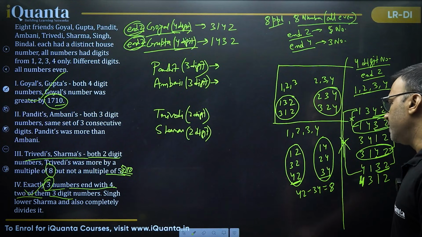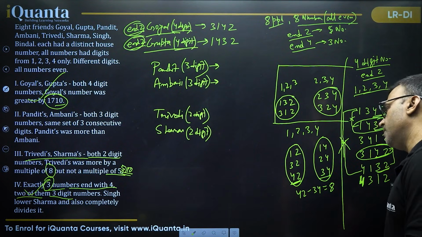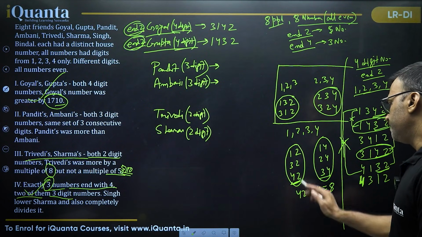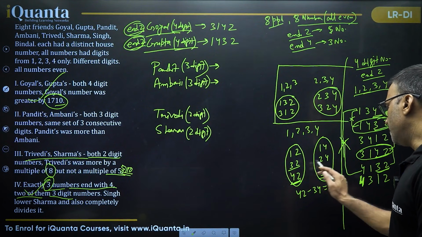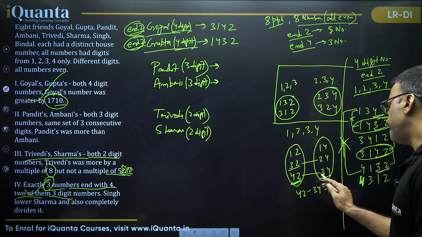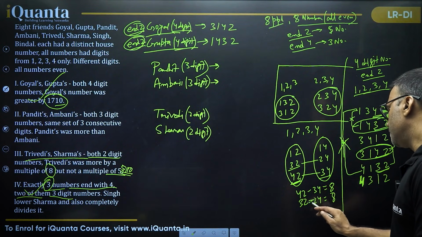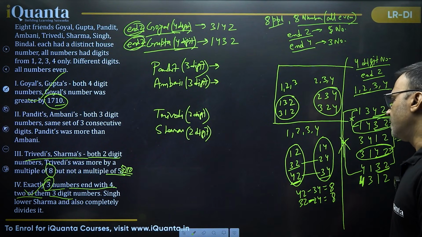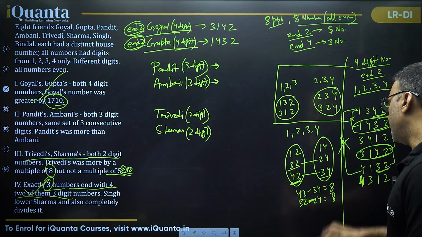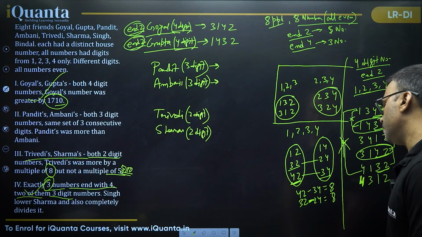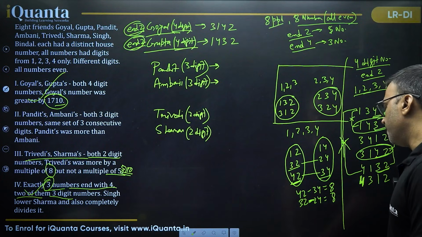42 minus 24 is 18, not a multiple of 8. 42 minus 14 is 28, not a multiple of 8. Fantastic. If I take 32 here, 32 minus 34, the difference is 2. 32 minus 24, nice. So 32 minus 24, that is also 8. So that is also valid. 32 minus 14 is 18, not possible. Now 12 minus 14, difference 2, 12 and 34, that will be 22, right? So two cases possible, 42, 34 or 32, 24.